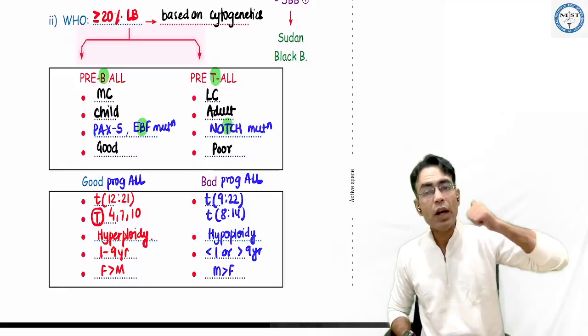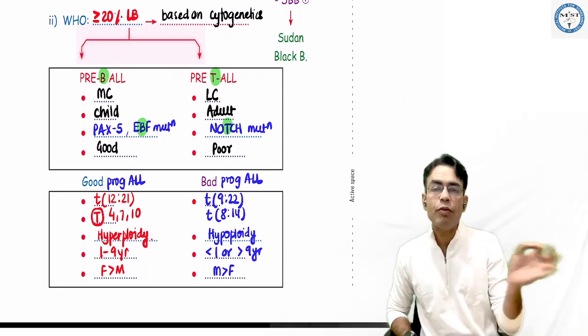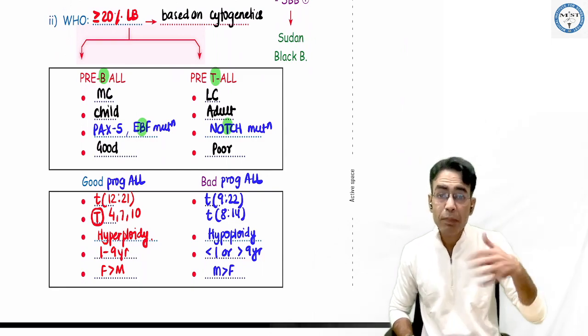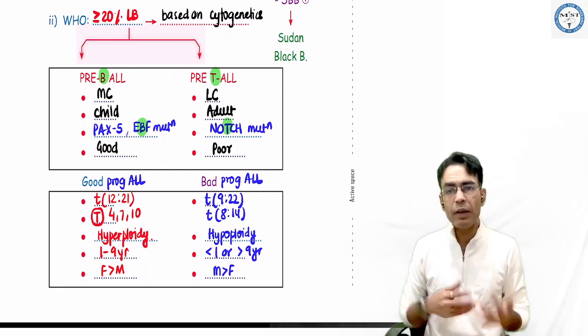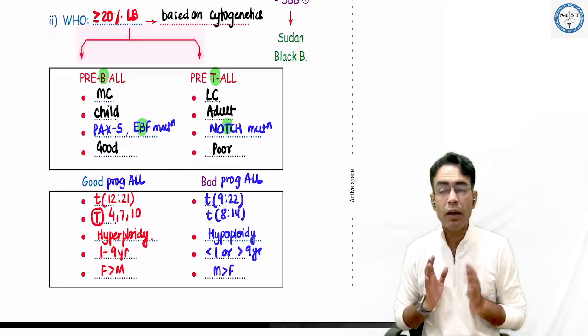First is the translocation, 12;21, mirror image of 21;12, and trisomy 4, 10. Hyperploidy is good, plus female gender and age group 1 to 9.